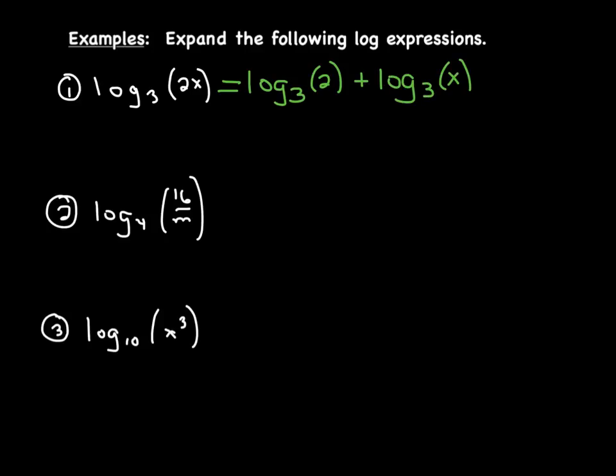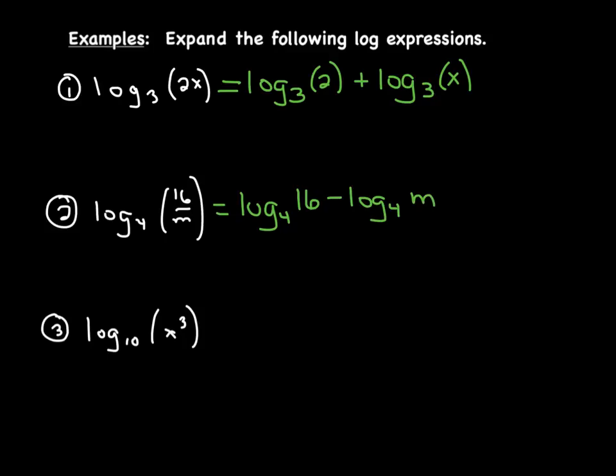Number 2, we're going to use the quotient rule because we have 16 divided by m. Now the quotient rule tells us that we can take this expression and break it up into the difference of 2 log terms. So we can rewrite this as log to the base 4 of 16. And if you don't want to put parentheses, if you just want to write it like that, that's okay. Minus log to the base 4 of m.